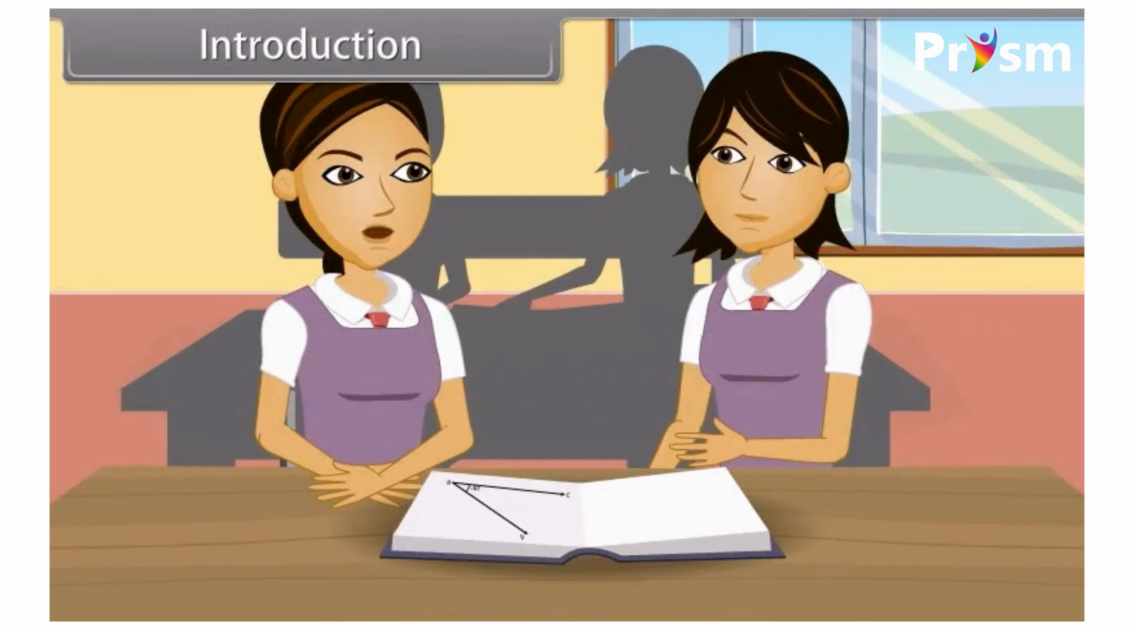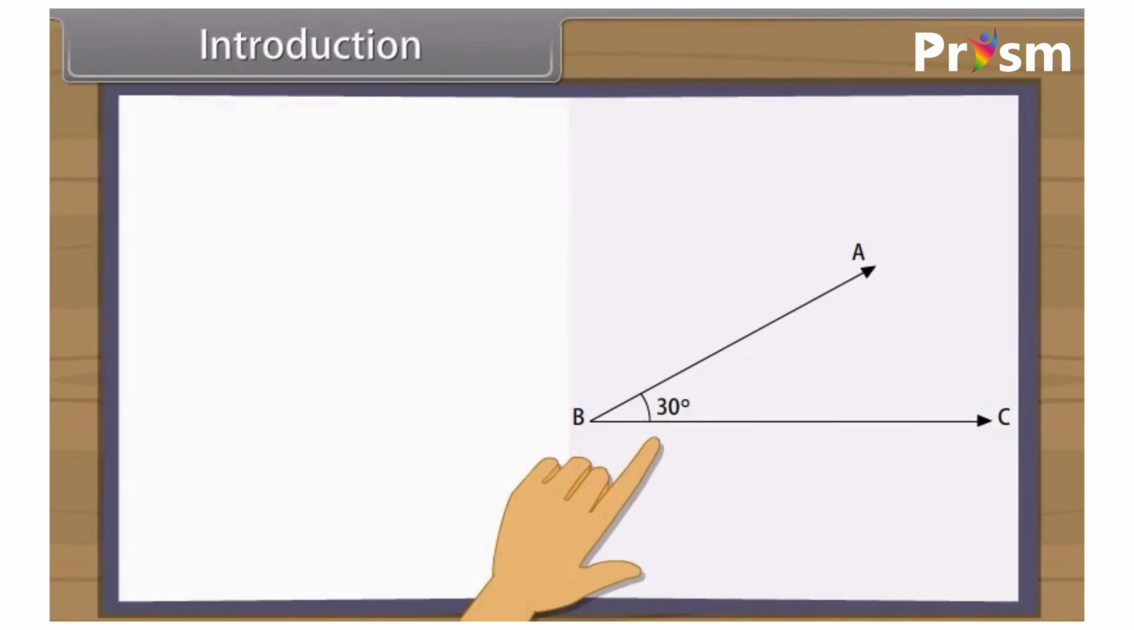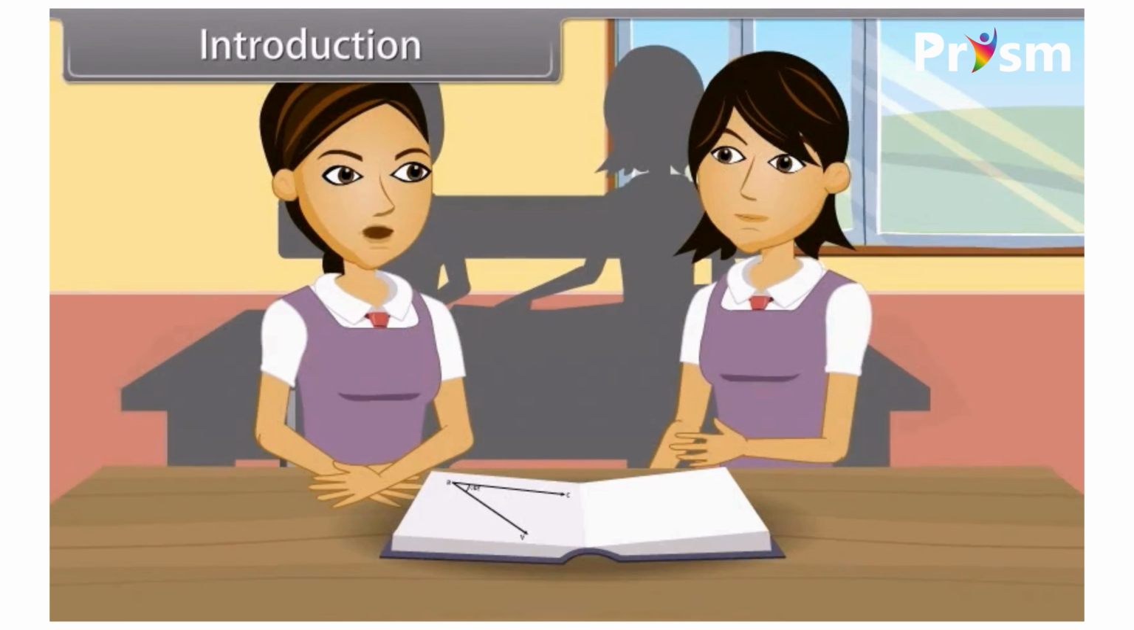Can you see this angle? Yes, it's a 30-degree angle. I have made this with the help of a compass and a ruler. But how? I also want to learn. Come with me, I will teach you.